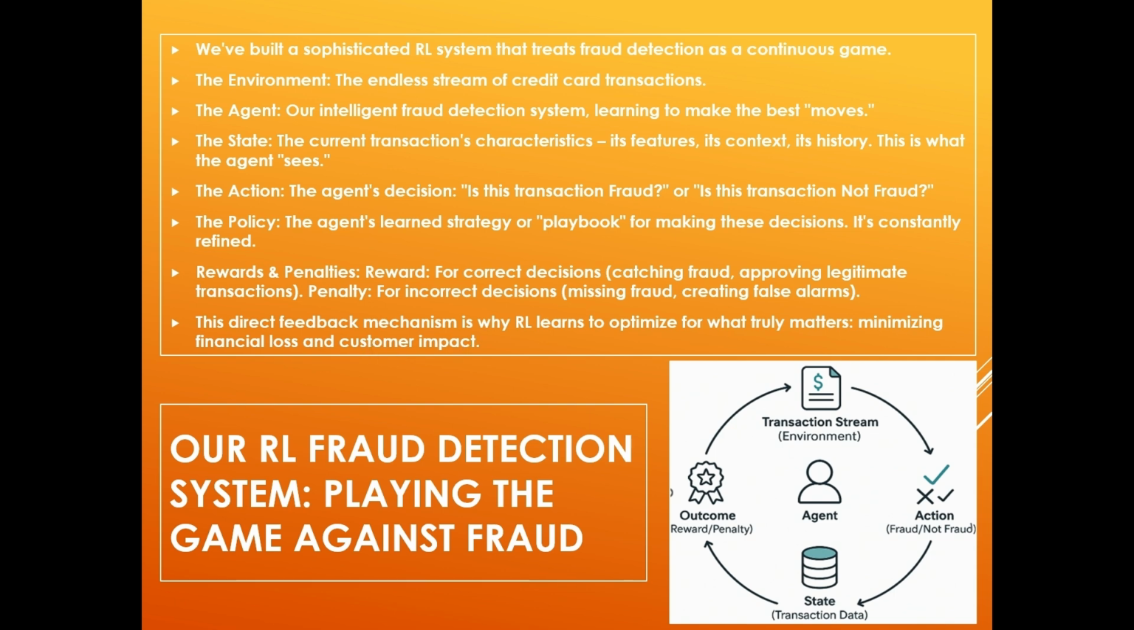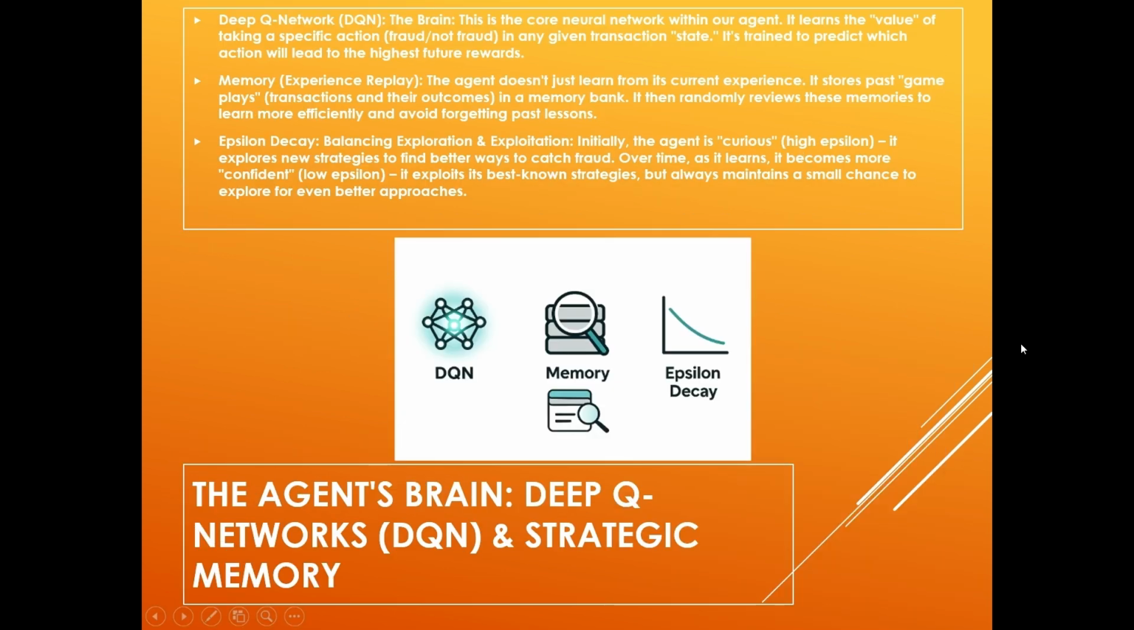Okay, so I have told you all the elements of this RL model. Let's go ahead. This slide is a little bit technical. I will go in a very simple manner, but just listen to what I'm saying. This is the deep Q network. This is the brain, as shown in the picture. And then there is memory called experience replay, and there is some epsilon decay.